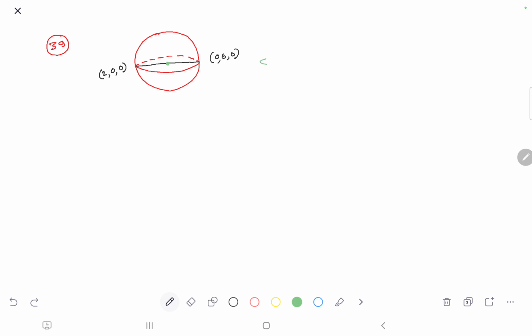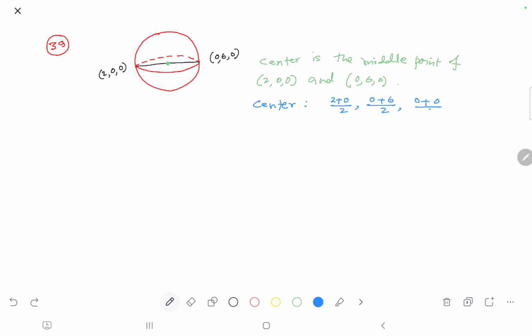Okay, so let me write here. The center is the middle point of these two points, 2 comma 0 comma 0 and 0 comma 6 comma 0. So the center will be 2 plus 0 divided by 2, 0 plus 6 divided by 2, 0 plus 0 divided by 2, because we know how to find the middle point.